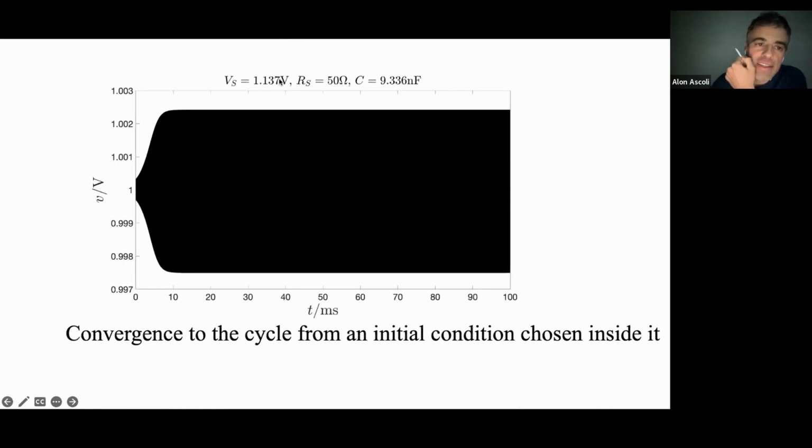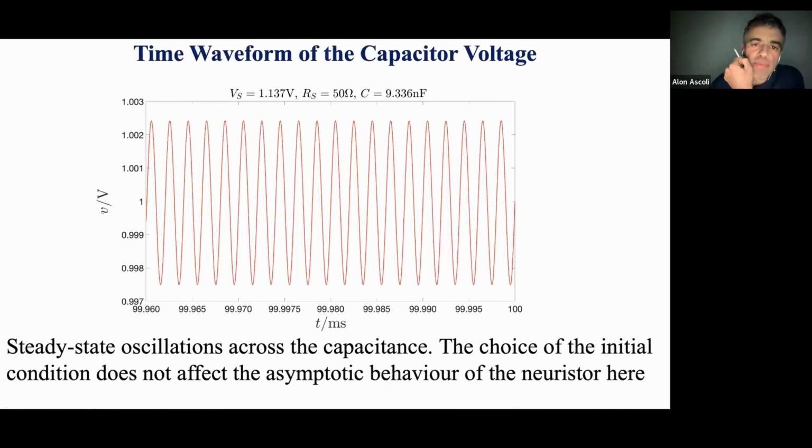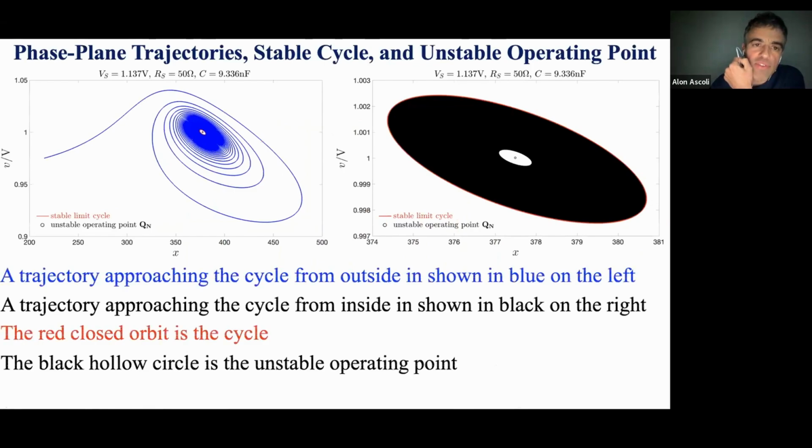Of course, as you can see, there is the birth of an infinitesimally small limit cycle, and the operating point becomes unstable. So as you can see here, a trajectory initiated far away from the operating point, the blue one, goes into the red cycle. Maybe you cannot see this on the left, but on the right you can see it. And if you start inside the cycle, again, you go into the cycle because the cycle is globally asymptotically stable. I see that I have only 1 minute.